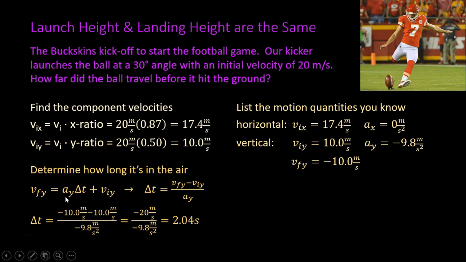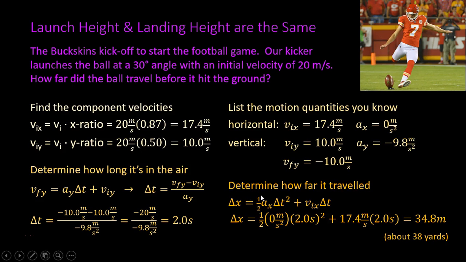Next, we need to determine how long the ball is in the air. And to do that, we're going to take equation 1 and analyze it using the vertical motion quantities. We have to rearrange it to find delta t, and we plug in our final and initial velocities divided by the acceleration, and we find out that the football was in the air for 2.04 seconds.